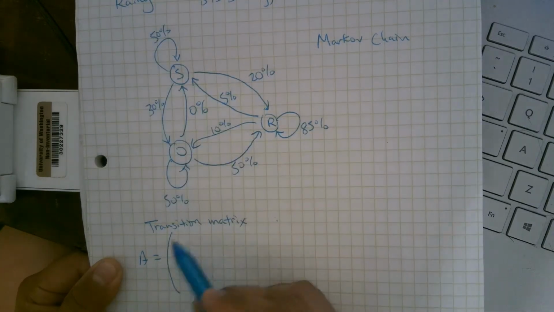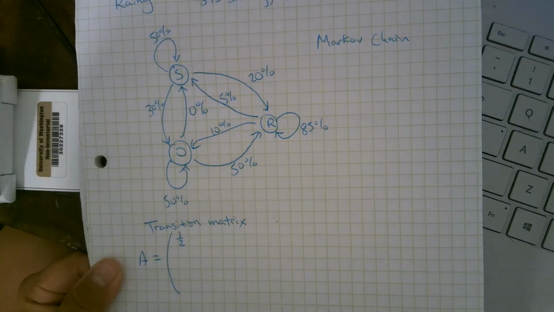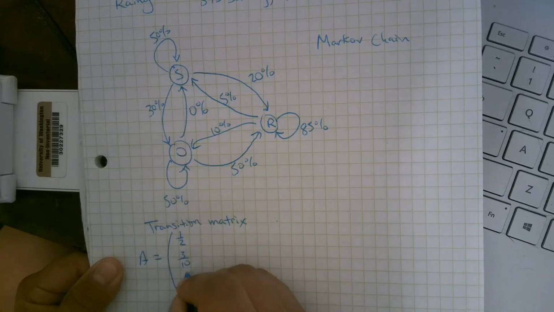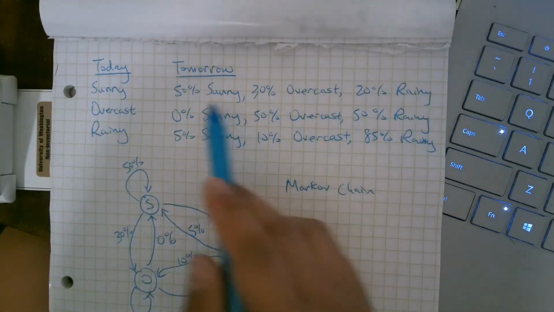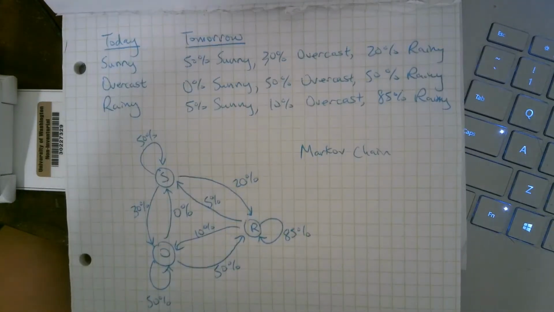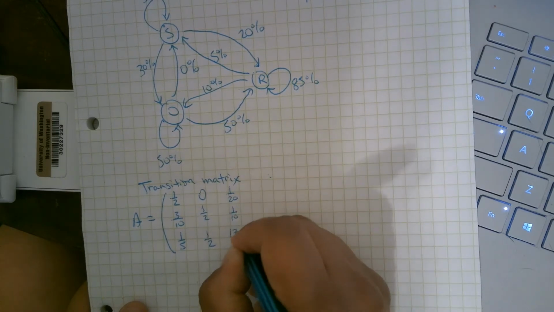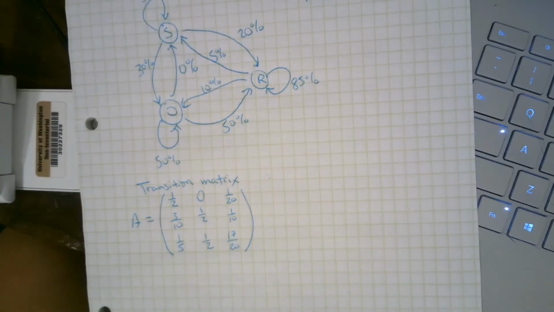So first column will be for sunny. If today's sunny, then 1/2 chance of sunny. You could do decimals here, it doesn't matter. 3/10, I started with fractions, so I guess I have to keep going with fractions. And 1/5 for rainy. Next, overcast will be 0, 1/2, and 1/2. And then rainy will be 5%, 10%, 85%. So that's 1/20th, 1/10th, and this is 17 over 20. Probably should have done decimals. However, that is the transition matrix.